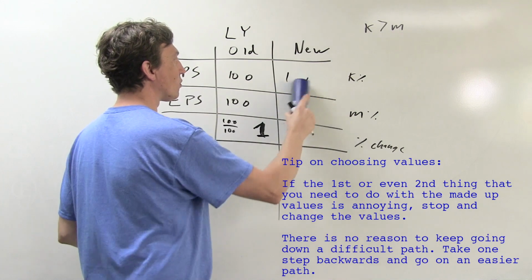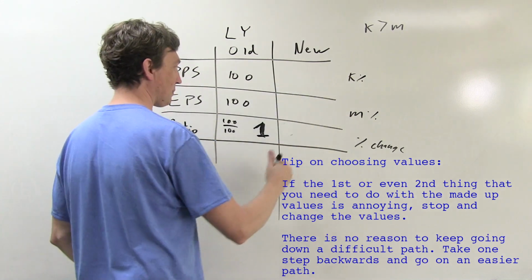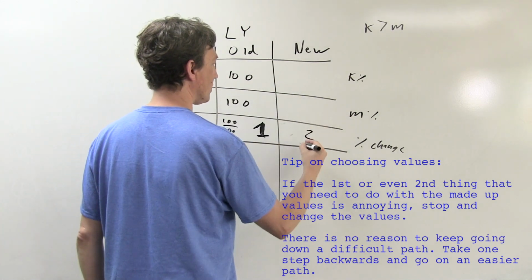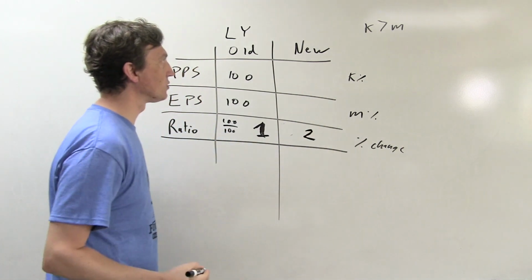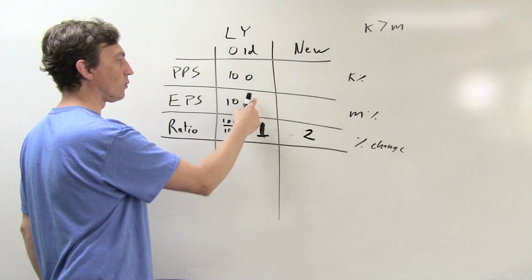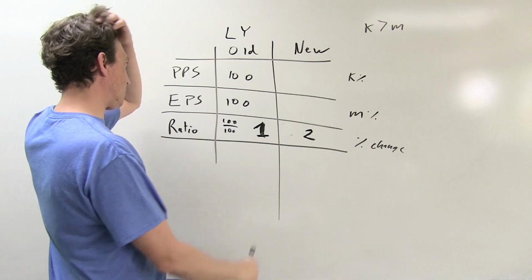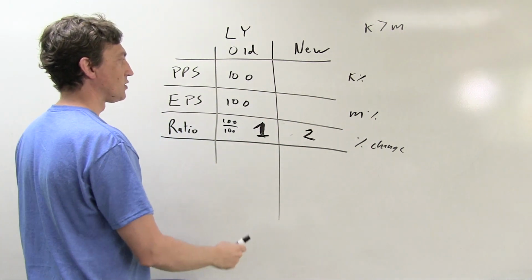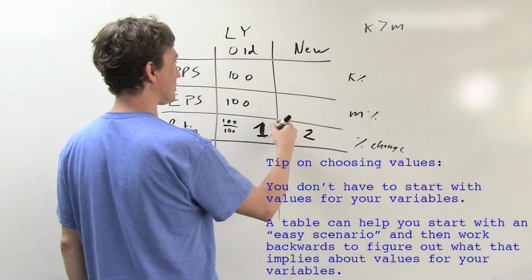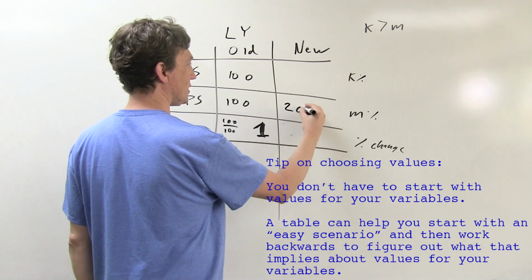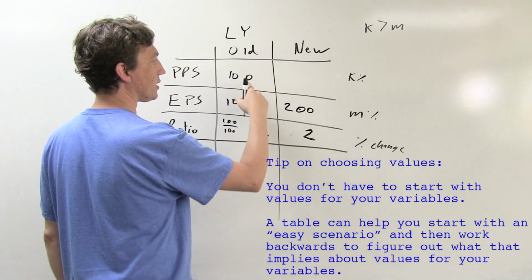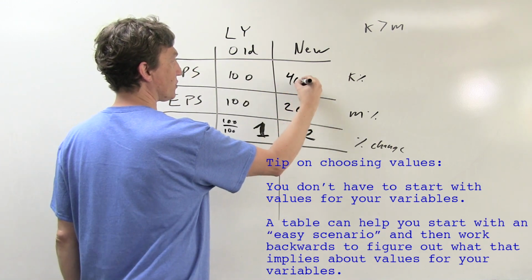So I'm instead going to work backwards from an easy ratio. I'm going to say, let's just make this 2. Let's just try and make the ratio 2 so that rather than 100 to 100, it's going to be double, where this is double that. So I'm thinking, let's just make this relatively simple. Let's go from 100 to 200 here, and then let's go from 100 to double that, or 400 here.